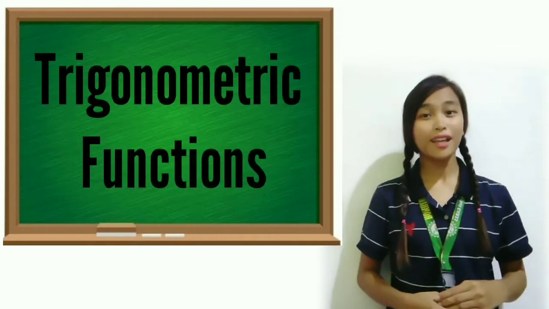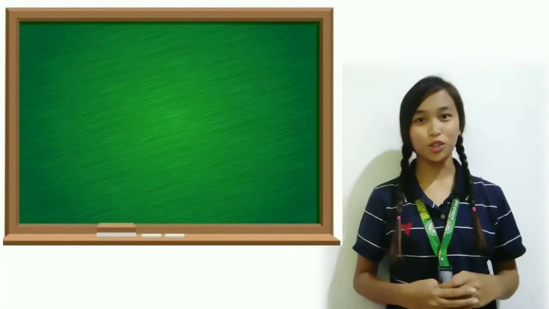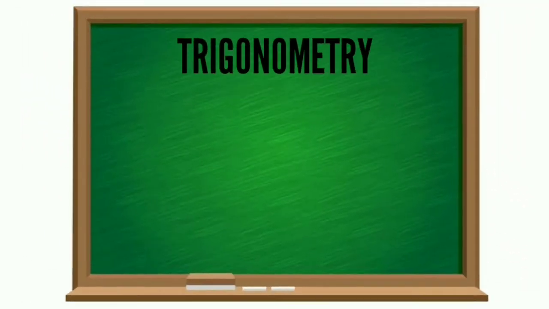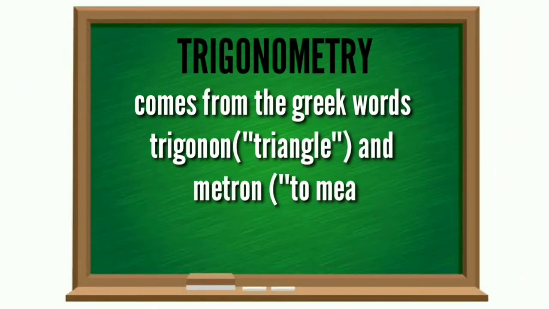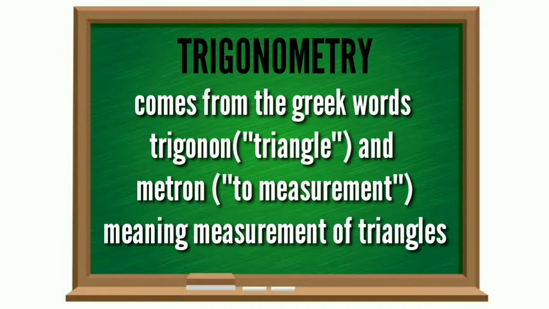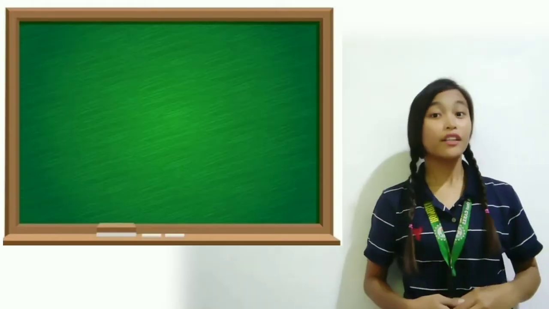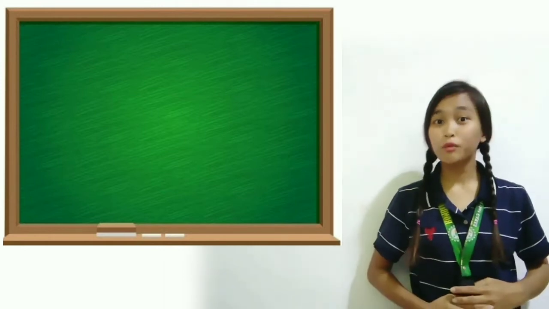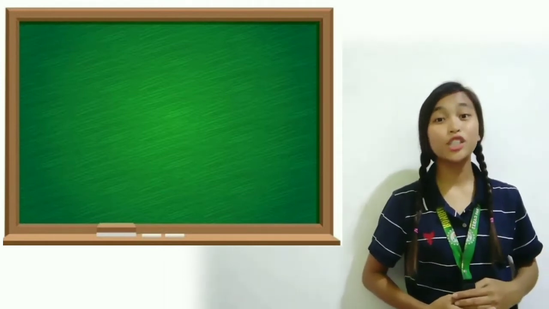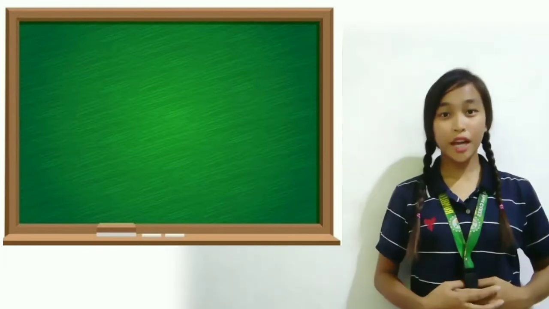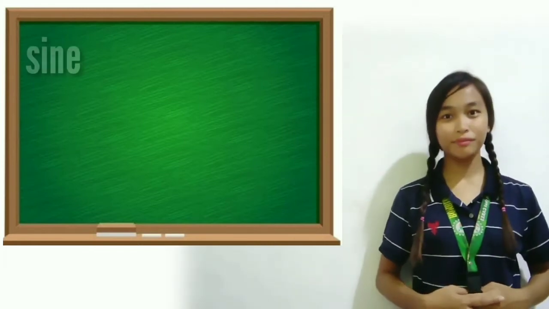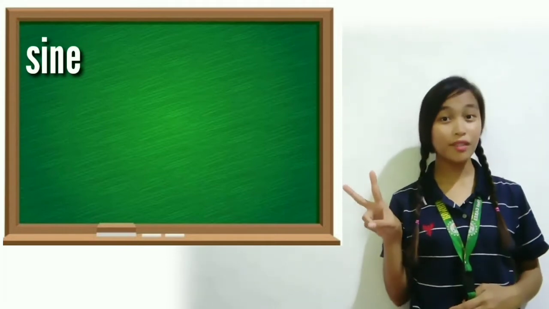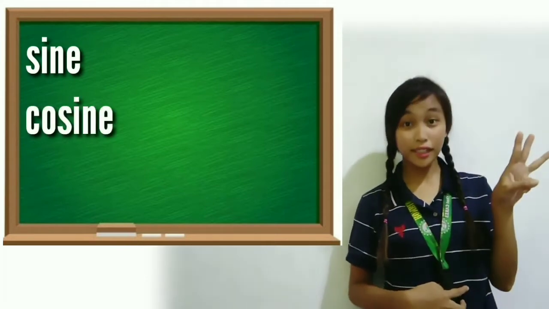But before that, let us define what is trigonometry. Trigonometry comes from the Greek words trigonon and metron, meaning measurement of triangles. There are 6 functions that are the core of trigonometry. And there are 3 primary ones that we really need to understand completely. The first one is sine. Second, cosine. The third is tangent.